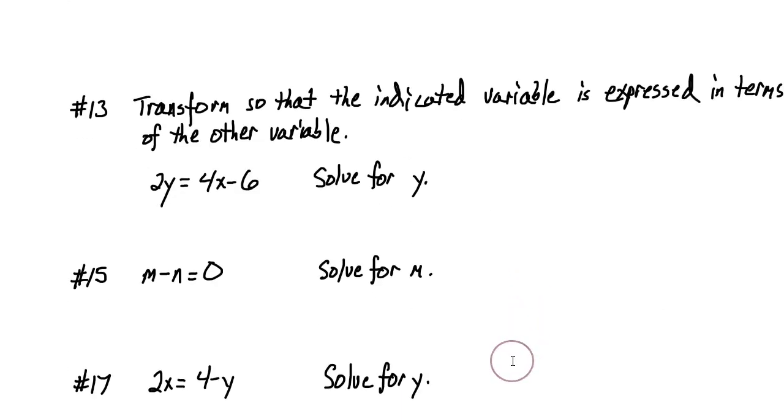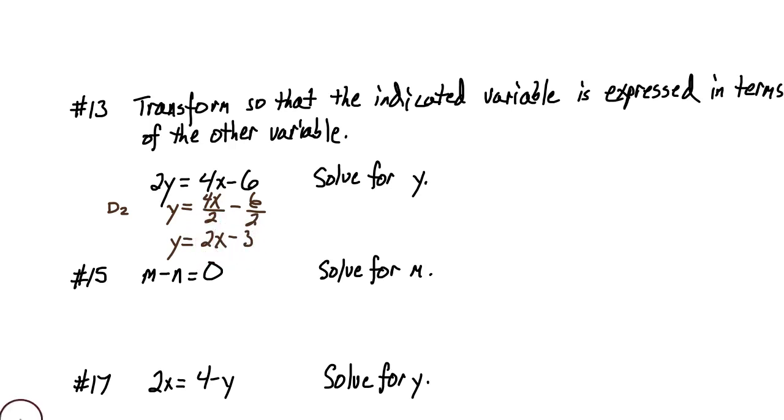Number 13. Transform so that the indicated variable is expressed in terms of the other variable. We have the equation 2y equals 4x minus 6, and we want to solve it for y. We want to get the variable y alone. It looks like all we need to do is divide by the coefficient of 2. So y is equal to 4x divided by 2 minus 6 divided by 2. This is equivalent to y equals 2x minus 3.